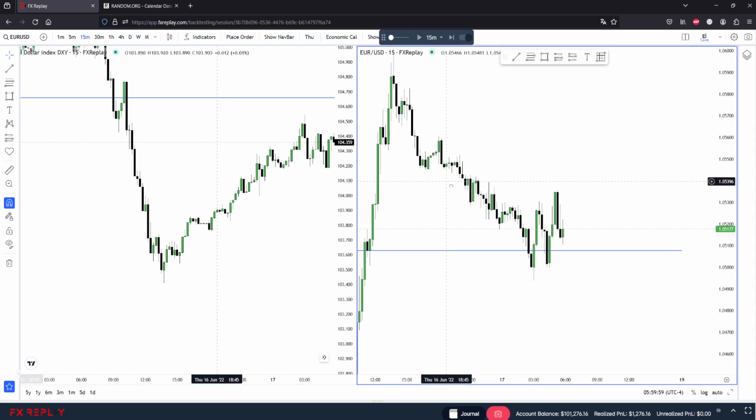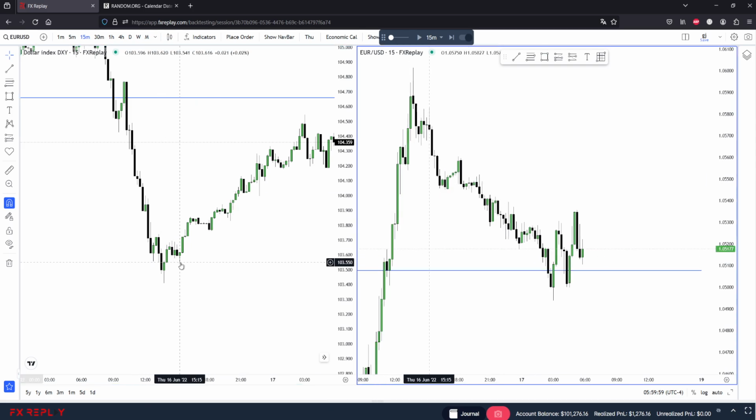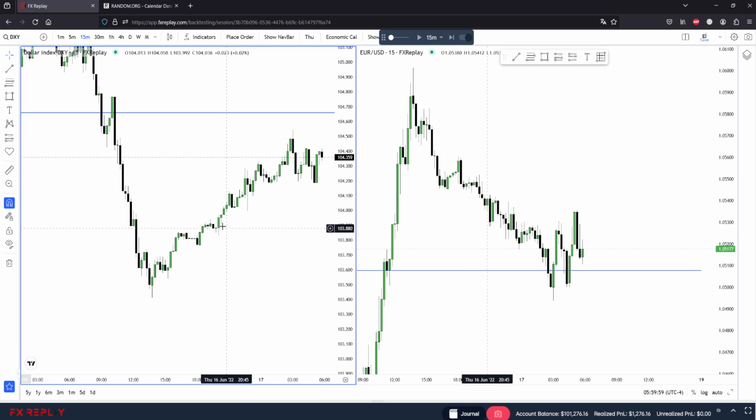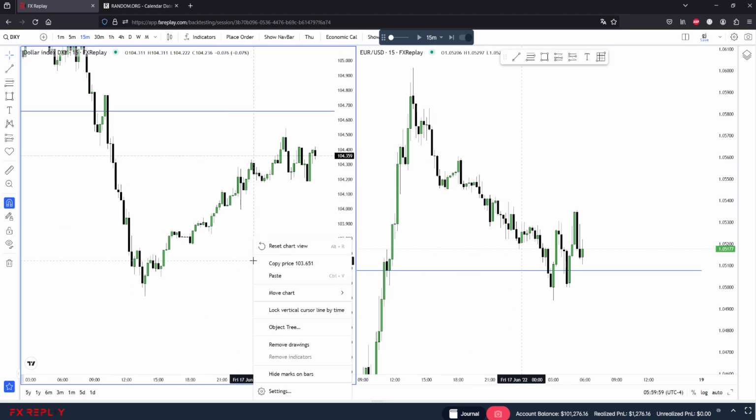Did we have SMT though? Let us just backtrack a little bit. There's no SMT here. This high did not take out this high. This low. Okay. No SMT. But if you disregard the SMT, you could have found a buy setup. But that's not what the model is.